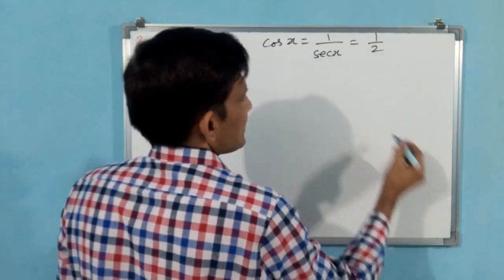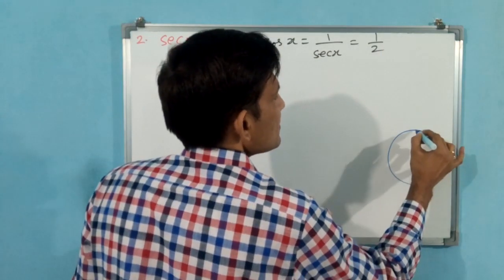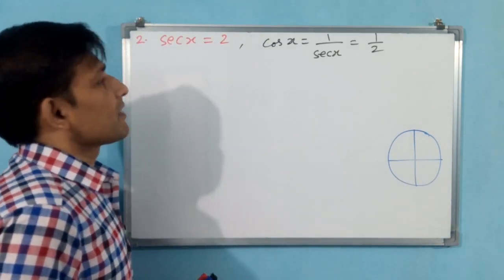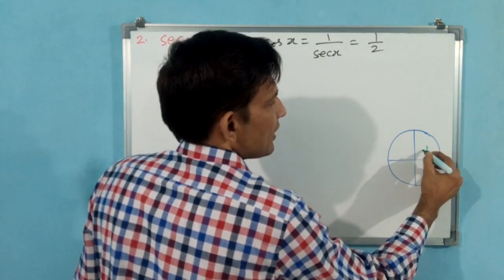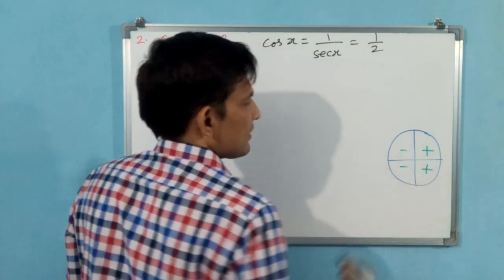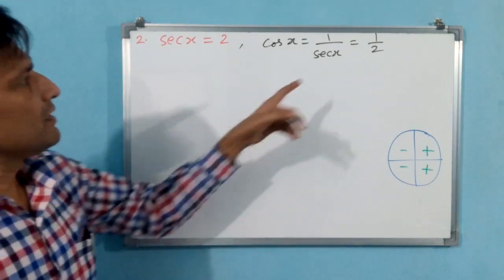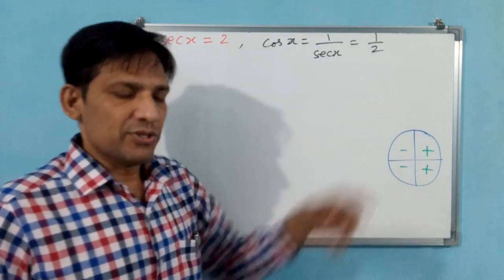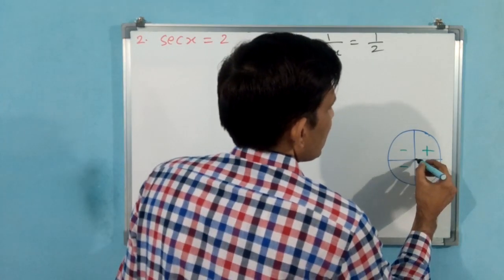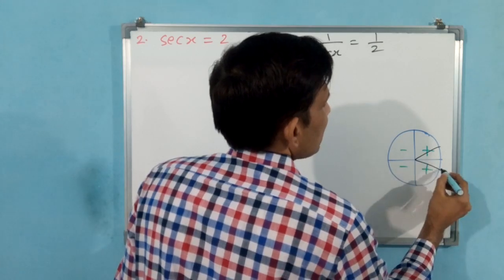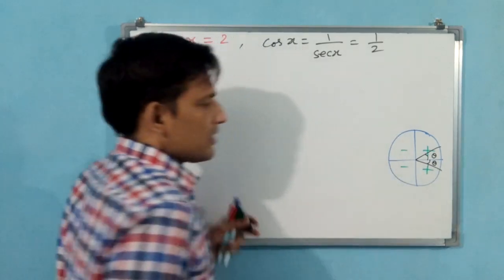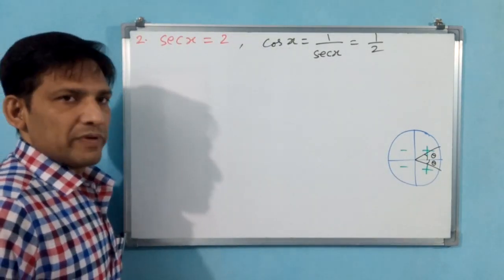Now cos x is equal to 1 by 2. This will be your circle diagram for cos x. For cos x, see, all positive, sin, tan, cos: all, silver, T, cups. Here it will come; the remaining two are negative. If you observe, cos x is 1 by 2, which is positive. Positive means where will it come? It will come here and here, at theta, theta, both areas.